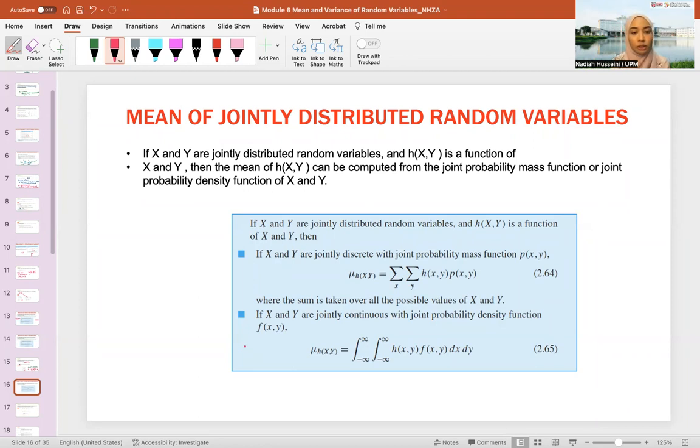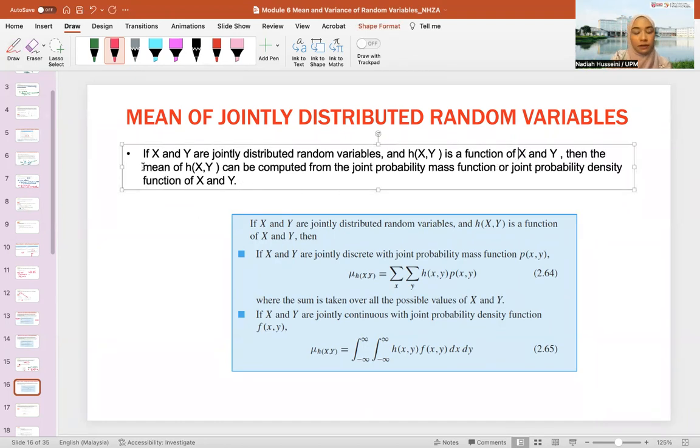If x and y are jointly distributed random variables and h(x,y) is a function of x and y, sorry, I did these slides at 5 a.m. so there's bound to be mistakes, then the mean of h(x,y) can be computed from the joint probability mass function or joint probability density function of x and y. Okay, so let's look at the equation.